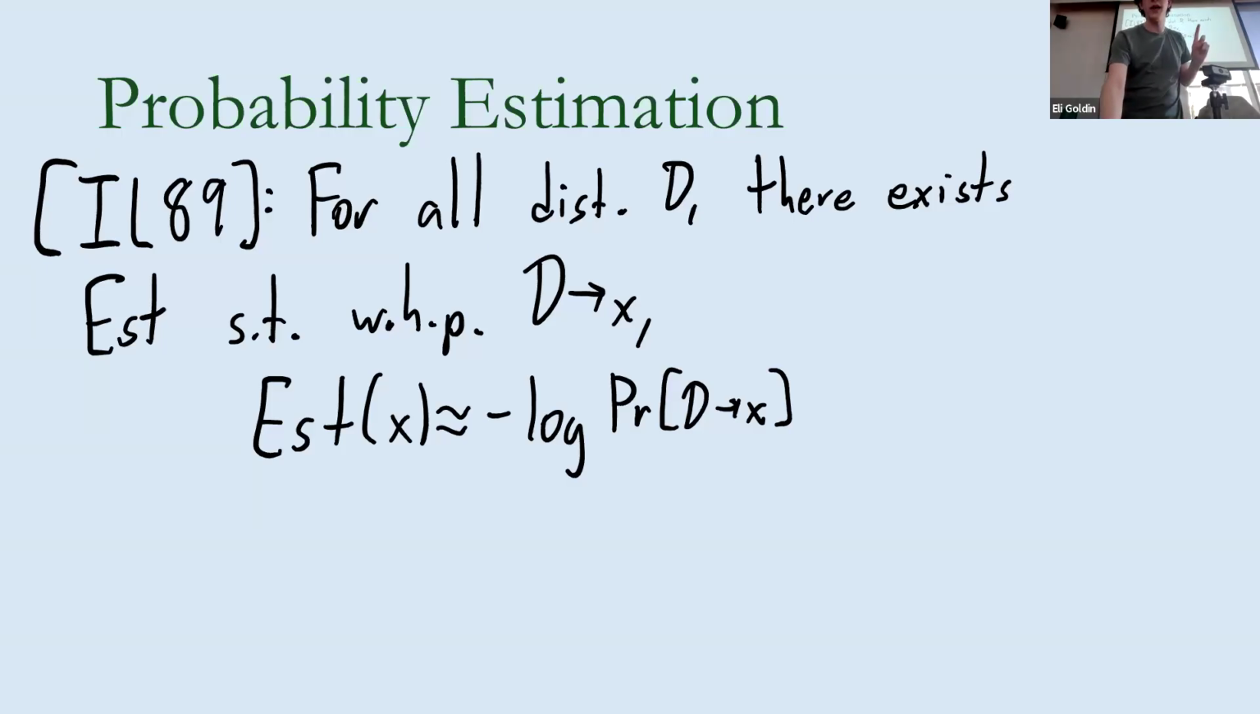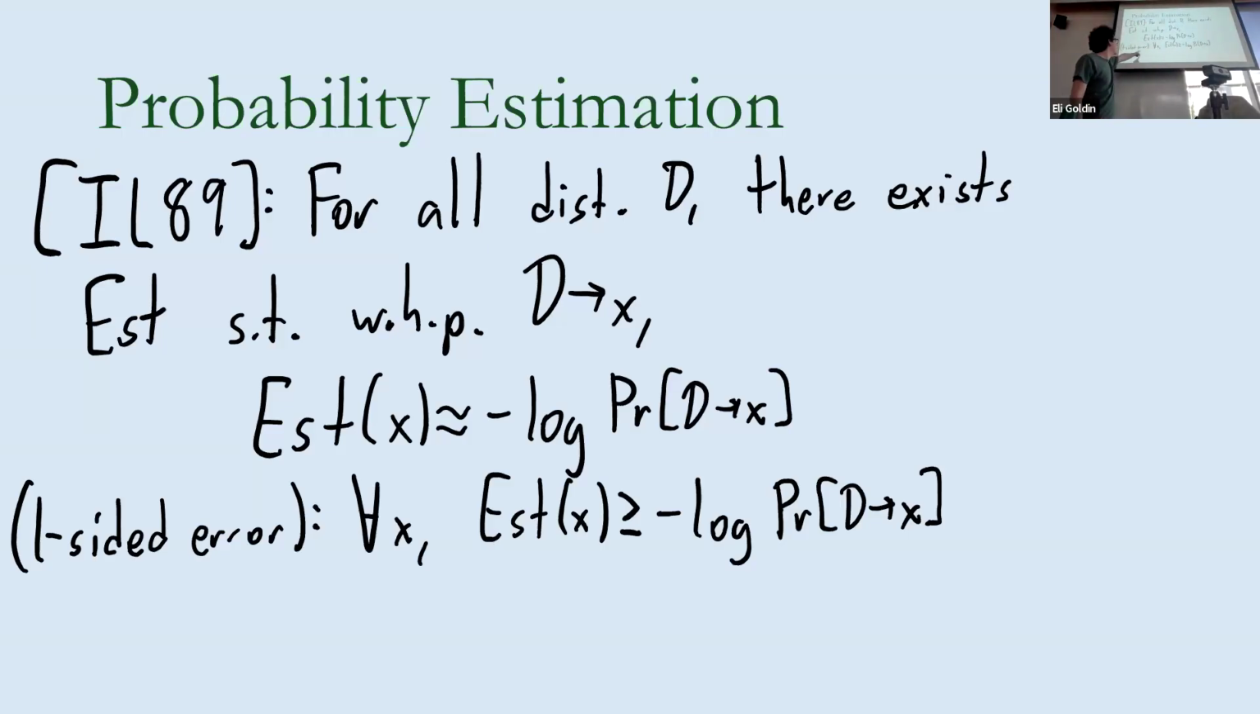But it's actually a little bit better than that because we get one-sided error, which is that even for unlikely outcomes, your estimate's never going to underestimate this negative log probability. So you get one-sided error. For likely outcomes, you're going to be right. For unlikely outcomes, you're always going to give an overestimate, or rather, an underestimate of the probability. Underestimate the probability, yeah.